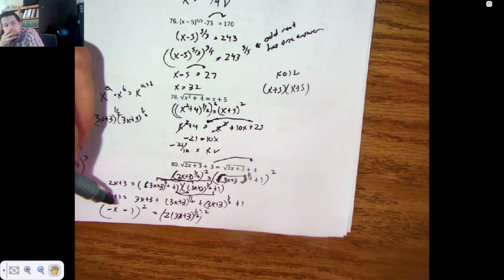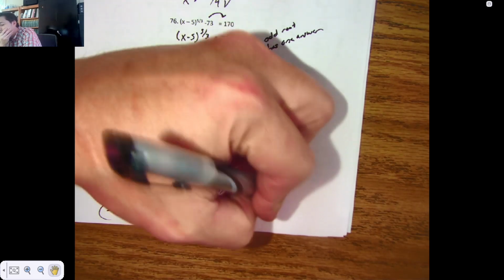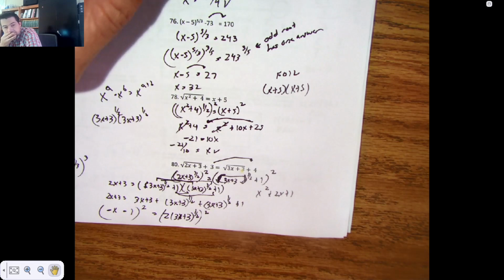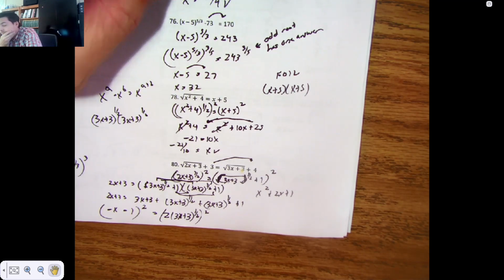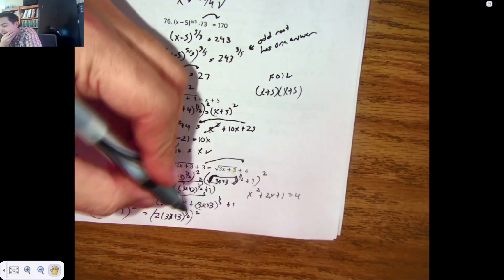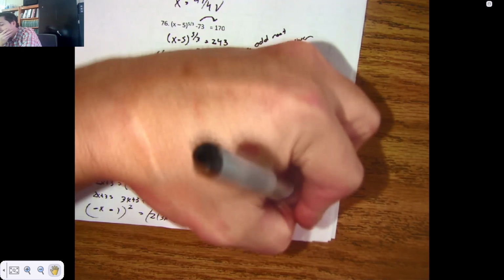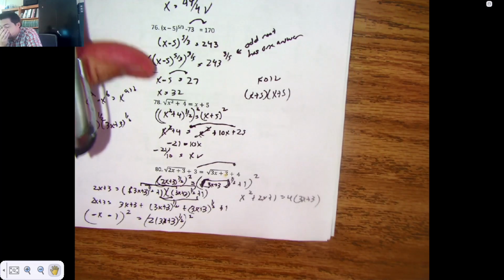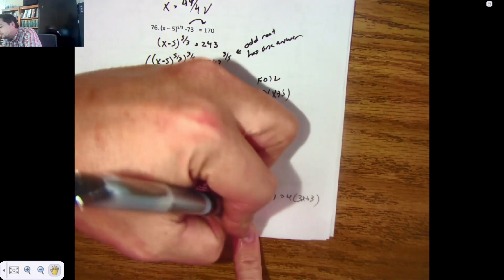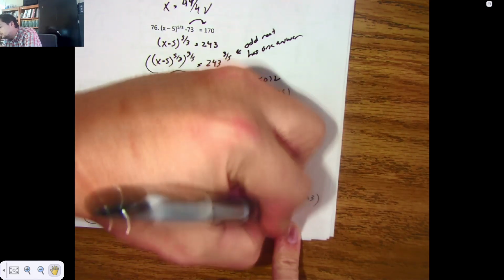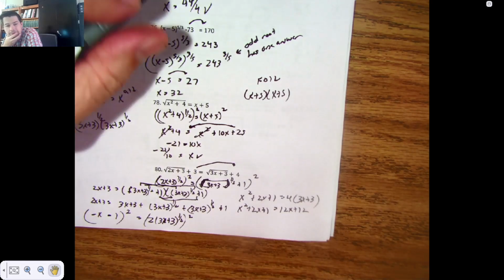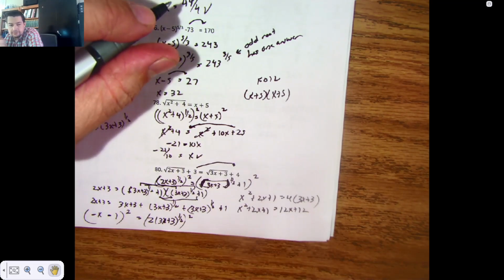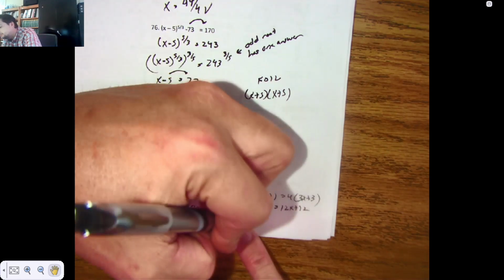Now if I take x minus 1 and I write it twice and I FOIL it, I ought to get x squared plus 2x plus 1. I ought to. I feel pretty good about it. If I square the right, 2 squared is 4. If I square this half power, I get the contents of the interior, 3x plus 3. Leave it wrapped. Good news is we're getting close to being done. Distribute by 4, and it's a quadratic, so everything on one side set equal to 0.